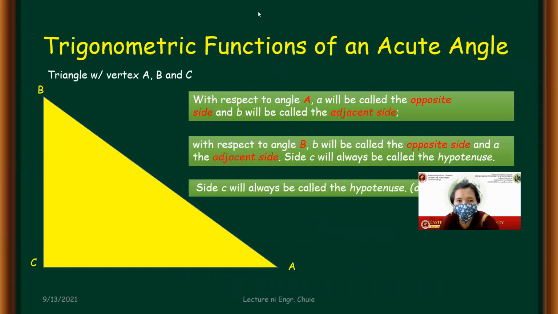As you can see here on the illustration, we have triangle ABC, a triangle with vertices: vertex A, vertex B, and vertex C.